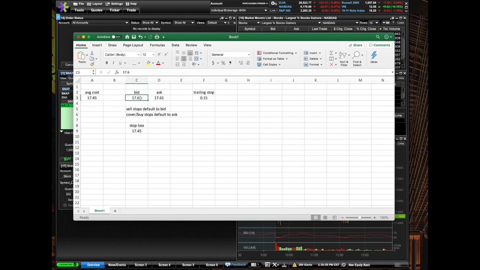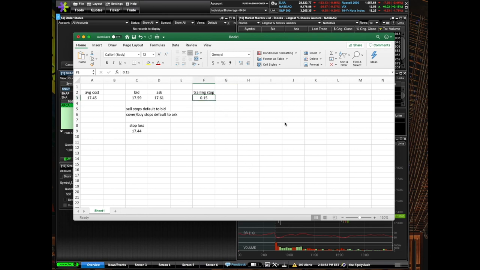Now remember, whatever the bid is at the current time or the ask, depending on what type of stop loss it is, whether it's covering a short or selling a long, it's going to default to the bid or the ask. So if the bid drops real quickly to 17.59 and it stays at 17.61 on the ask, my trailing stop, when I set it at 15 cents, is going to be 17.44. So just be aware of that. That is sometimes the discrepancies there. You just have to be clear what the bid and the ask is at that current point in time, and you just have to adjust your trailer accordingly.